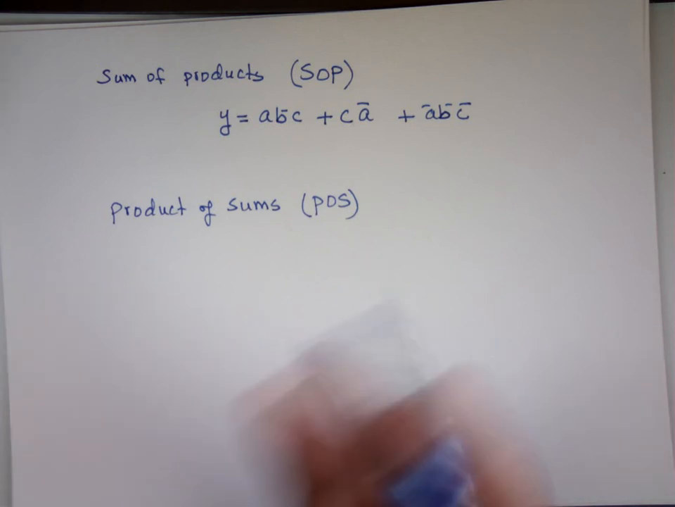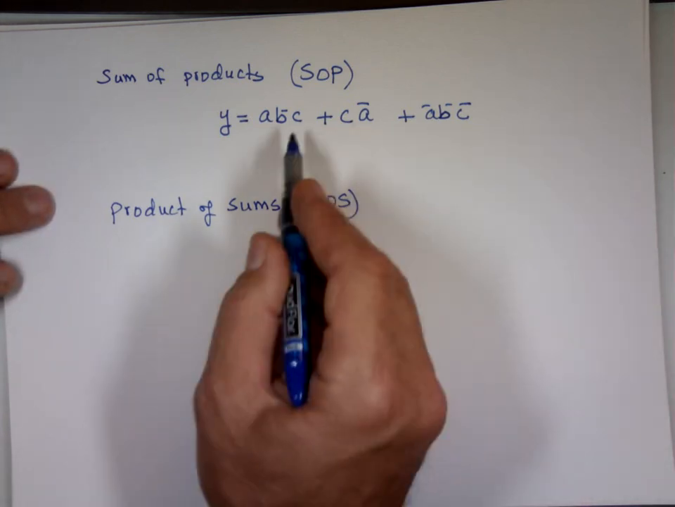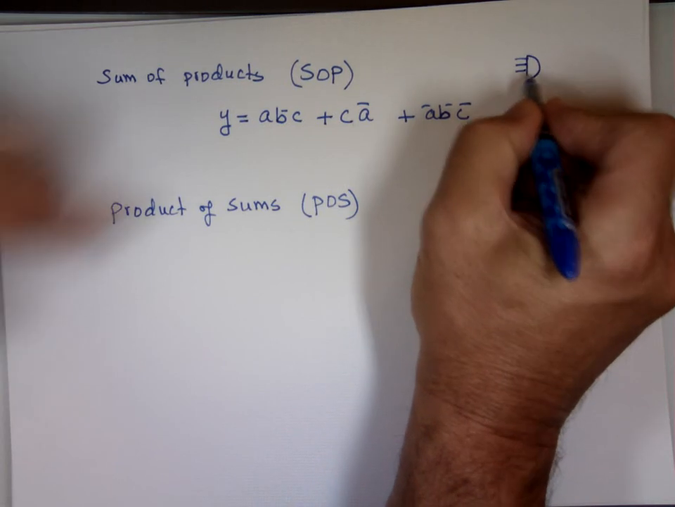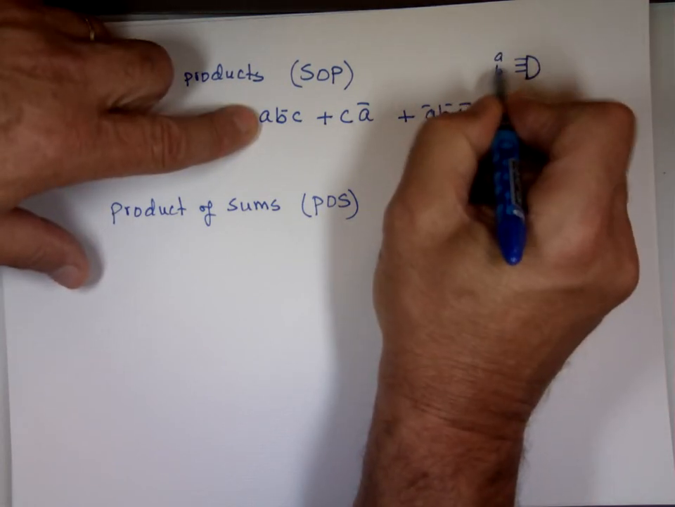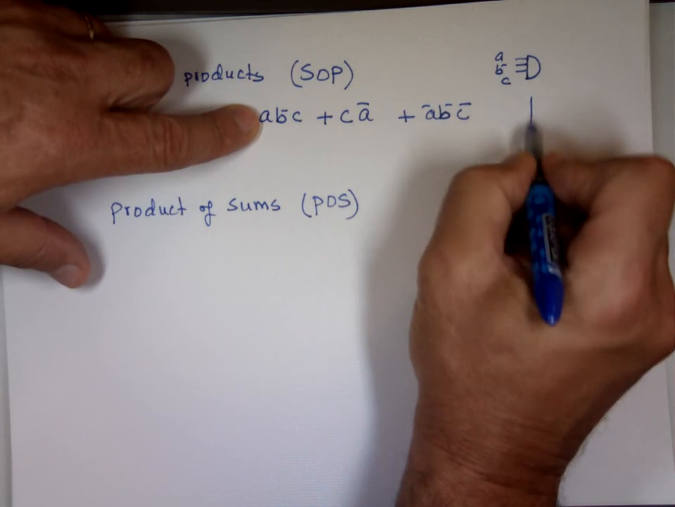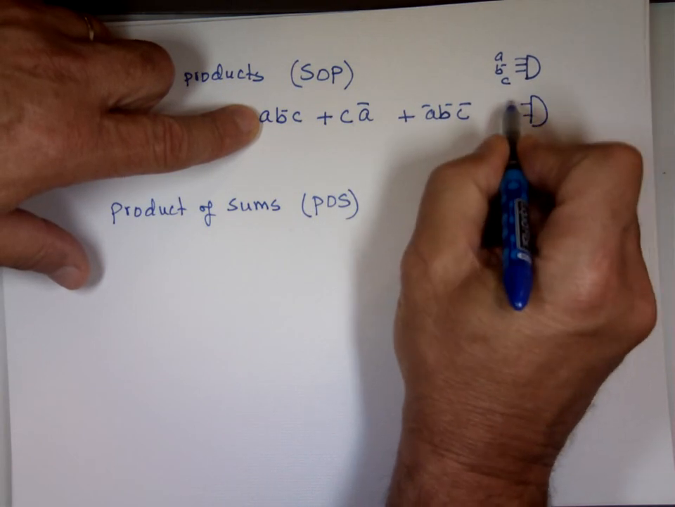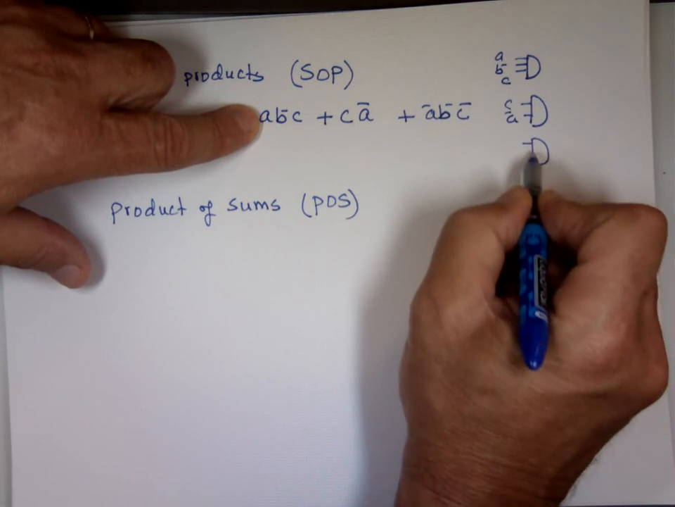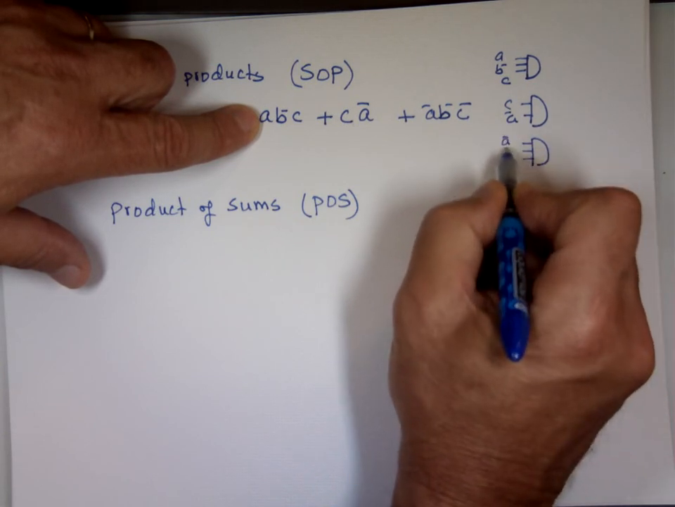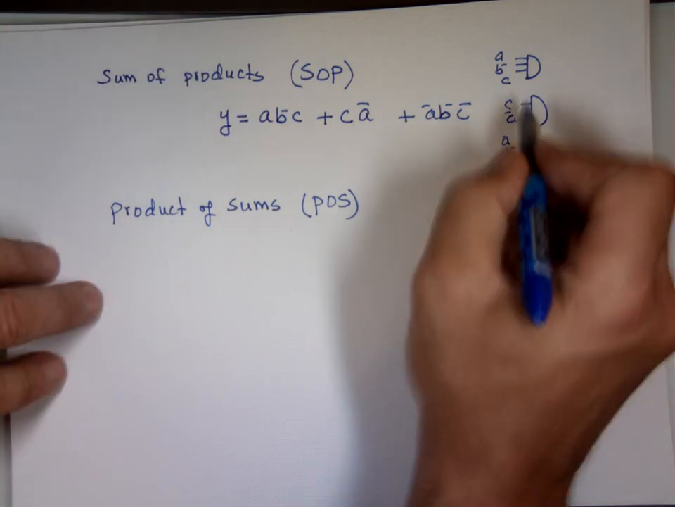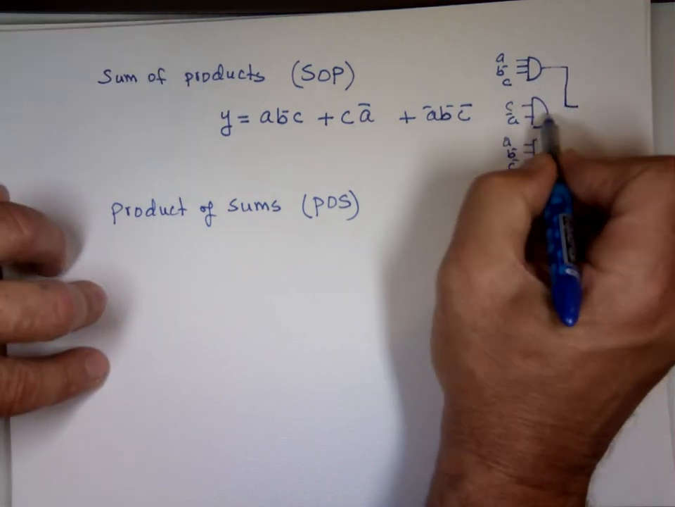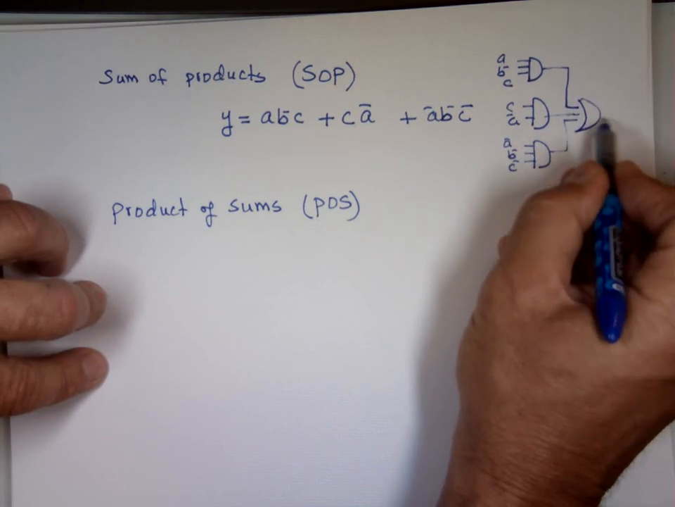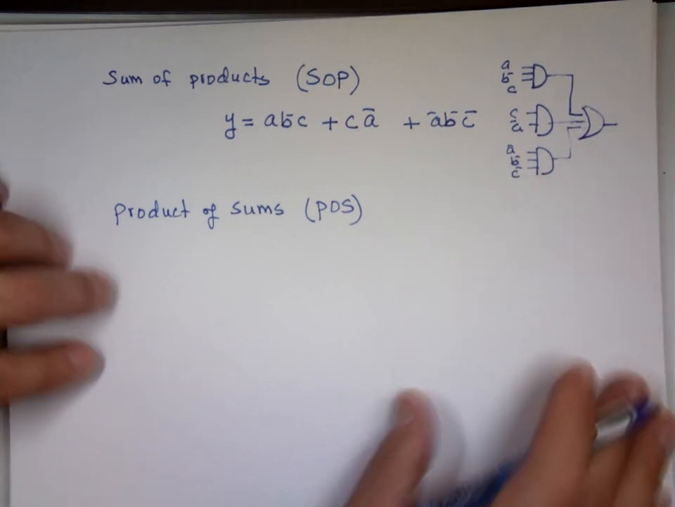If I was to build this, if I was to design this, I'll have what? 3 AND gates. This is the first one, A, B bar, and C. C and A bar. A bar, B bar, C bar. Notice AND gates, and at the end, what are you doing with them? You're adding them together. That's an OR. That's the design of that.